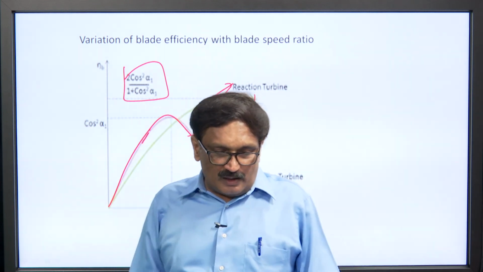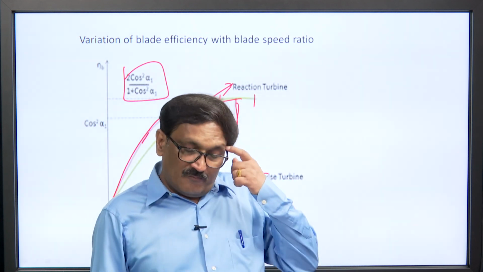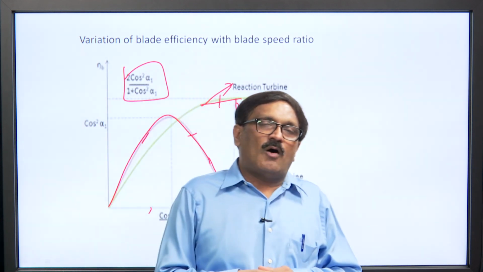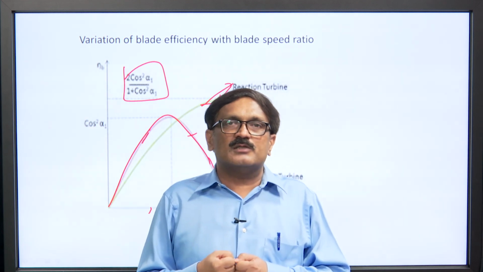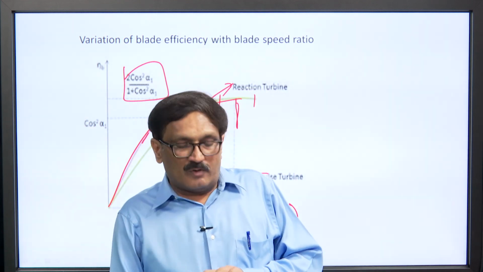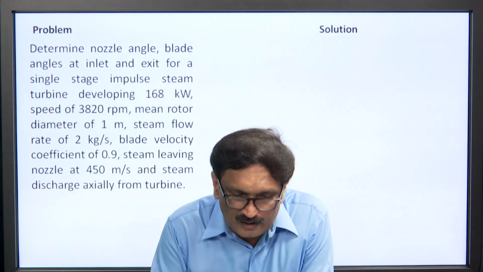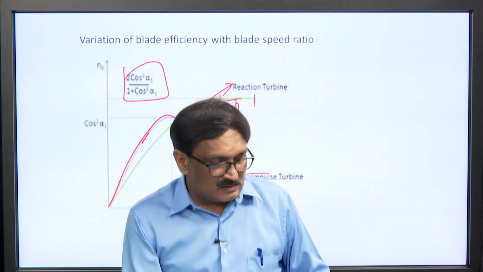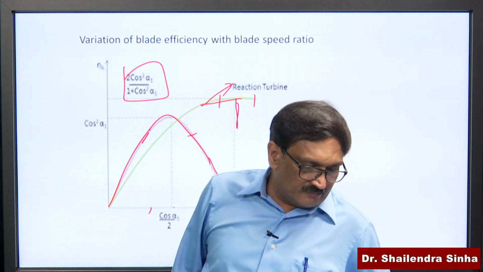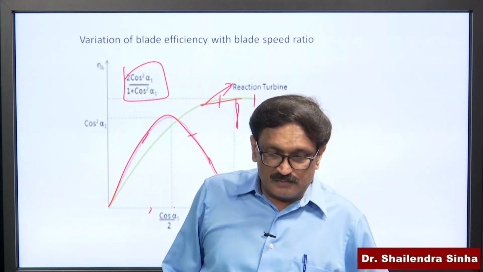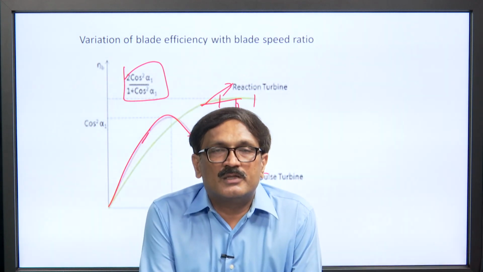So, this is about the impulse reaction turbine. We saw the velocity diagram and how the impulse and reaction forces are responsible for producing the work done. The remaining numerical problems we can solve later, and in this manner I finish this topic on the impulse reaction turbine.